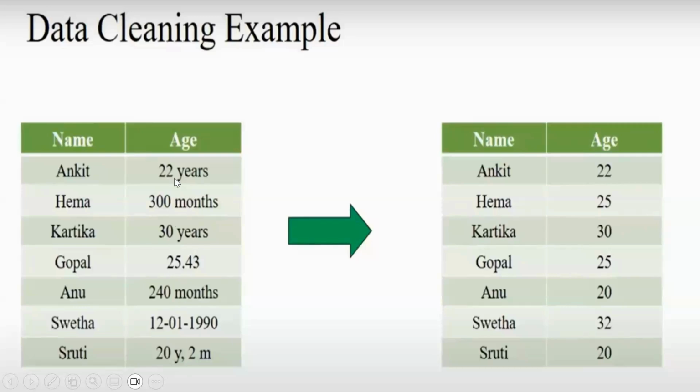So my data is coming like age in 22 years here, months here, again years, again 25.43, 240 months, and date of birth some people are giving. So all these date columns are not the same. So I need to streamline that like this.